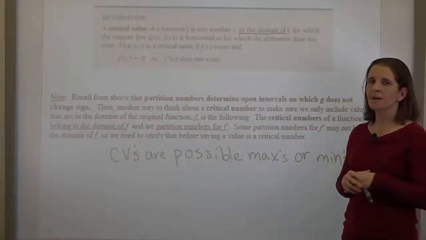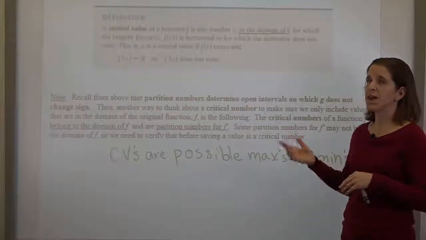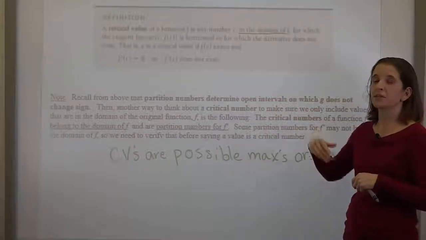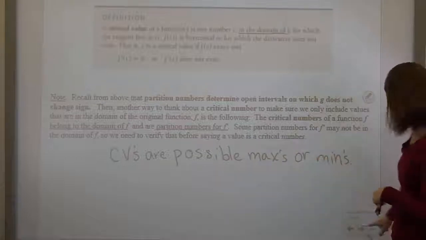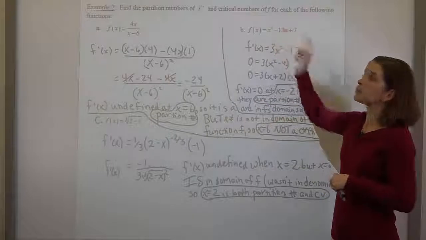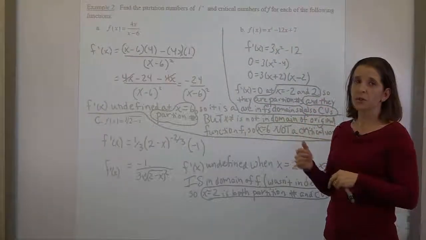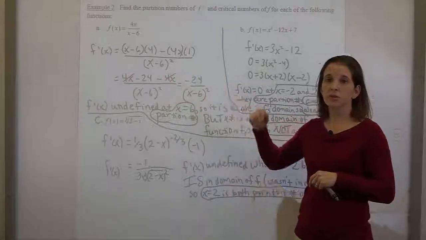So we'll work more on kind of telling that apart. But right now, you're going to have a few questions that ask you, tell me the partition numbers of the derivative and tell me the critical values of the function. So that's what we're going to practice right now. So these say find the partition numbers of the derivative and critical numbers of the original function. They start the same way. We're going to start by looking for partition numbers. Partition numbers are places where the derivative equals 0 or does not exist.